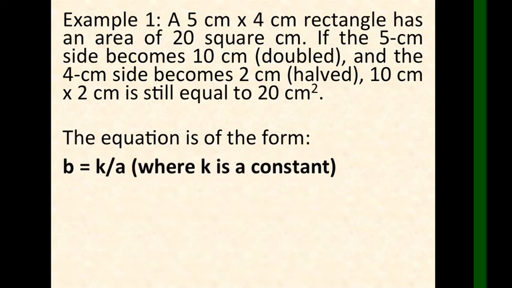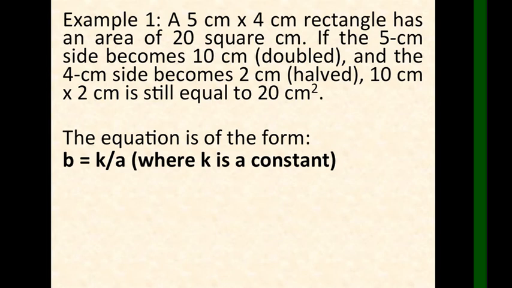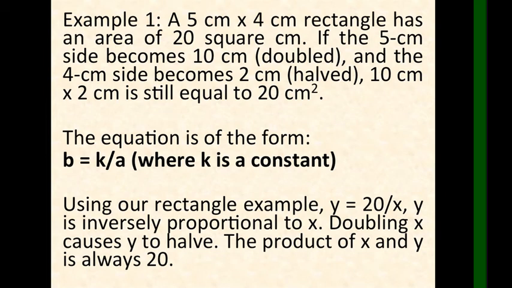Okay, ano ba yon? Ibig sabihin, y is equal to k over x, where k is a constant number. Using our rectangle example, that's y equals 20 over x. Y is inversely proportional to x. Doubling x causes y to halve. So, kapag tumataas yung x, lumiliit yung y. Kapag lumiliit yung x, tumataas yung y. So, the product of y and x is always 20. Okay, to understand it better, let's have an example.